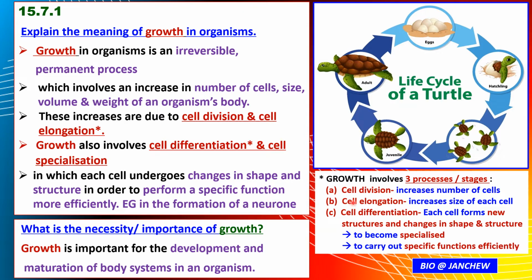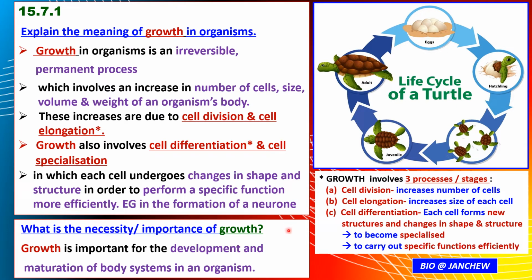Okay, so in summary, growth involves three processes. Cell division, which increases the number of cells. Cell elongation increases the size of each cell. So these two processes lead to increase in the size, the volume, the height, and weight of the organism's body. And lastly, we have cell differentiation, in which each cell forms new structures and changes in shape and structure to become specialized in order to carry out its specific functions efficiently, right? So that's the meaning of growth.